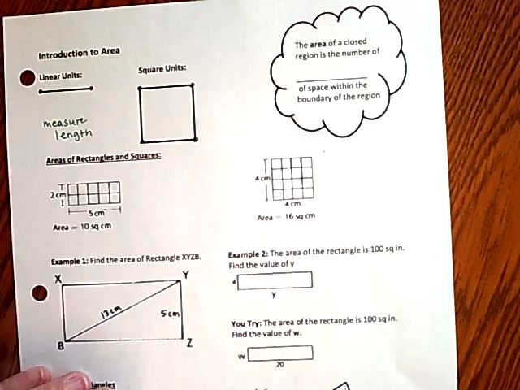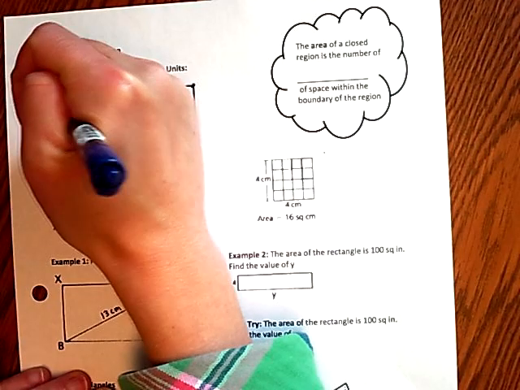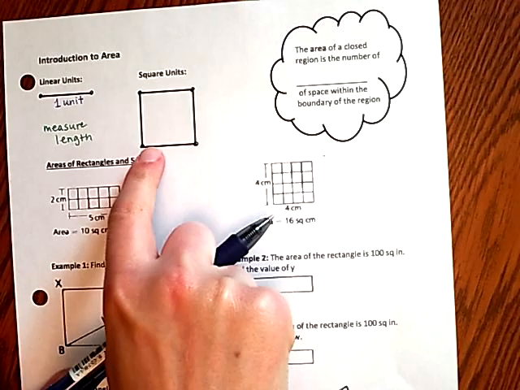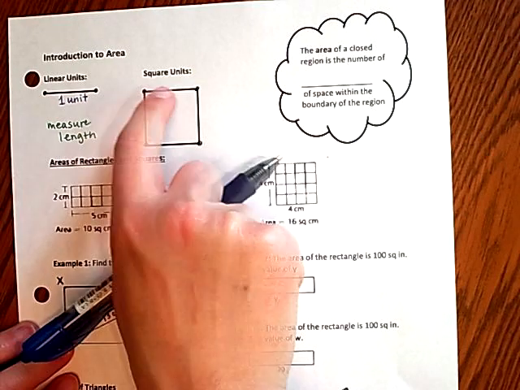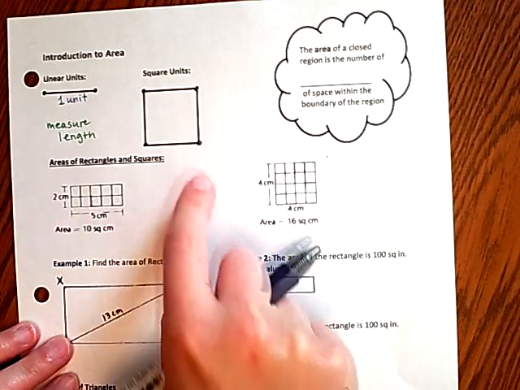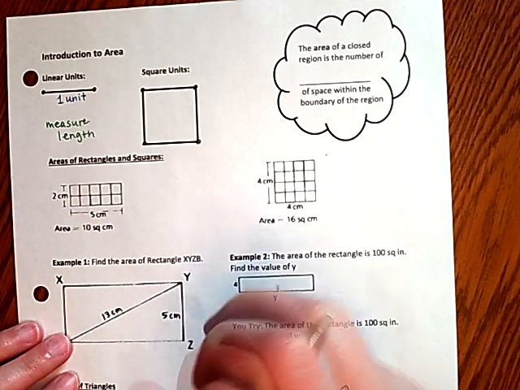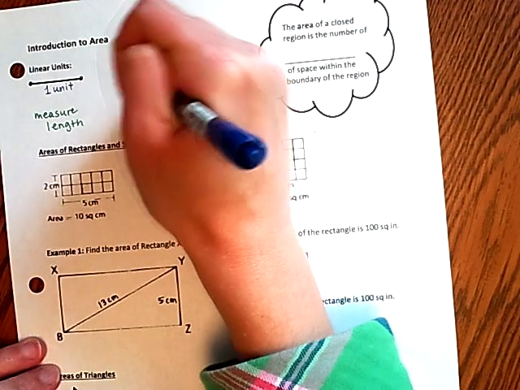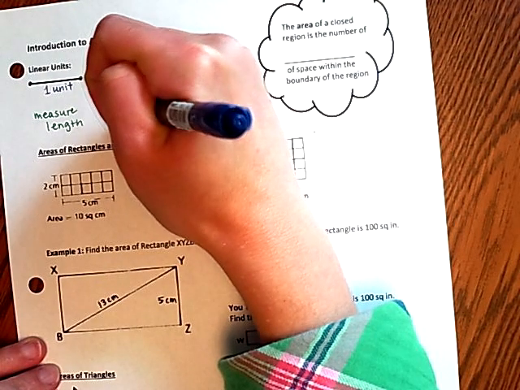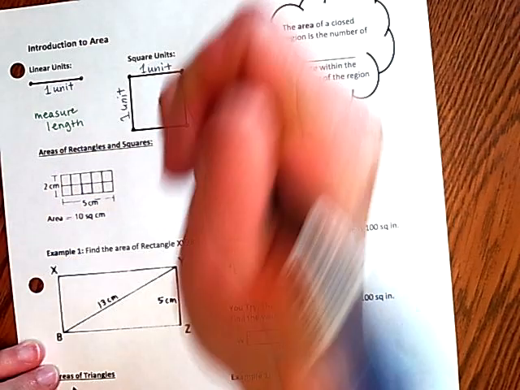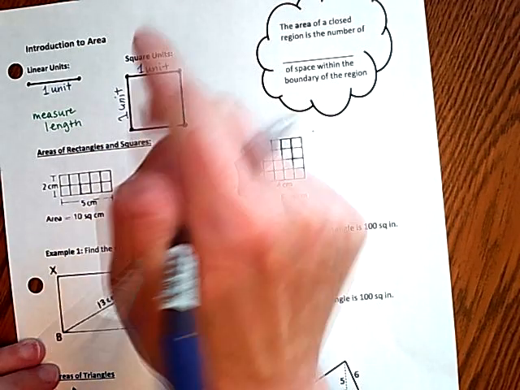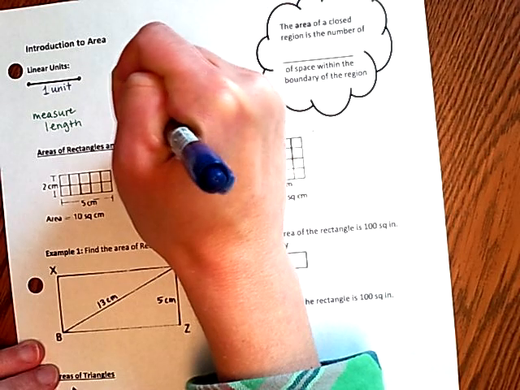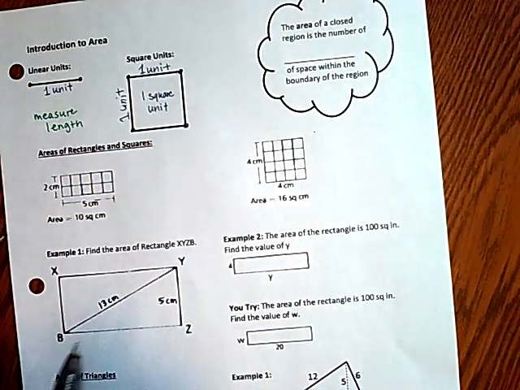Which leads us to our definition of area, which is: the area of a closed region is the number of square units of space within the boundary of a region. And at the beginning, we spend some time when we're first thinking about area just counting squares. So if you come down here to the rectangle, you'll see we could just count up how many square units are in this rectangle. But if we have something really big, that's not the best use of our time. So then this leads us to some shortcuts.